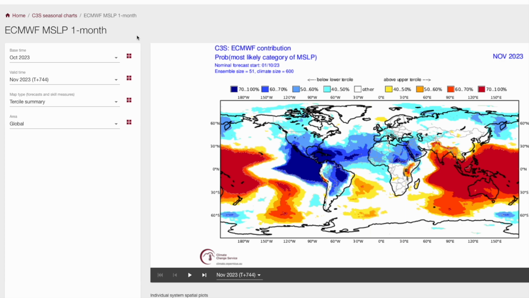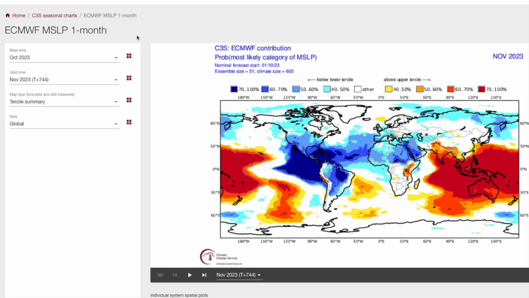Now, if you haven't seen this sort of video before, haven't seen these charts before, essentially, in all these models, we'll be having a look at the mean sea level pressure for each month coming from the base time of October. So the models run in October. We have to see the mean sea level pressure predicted by the runs for November, December, January, February, March. Pretty much covering the whole of the winter now.